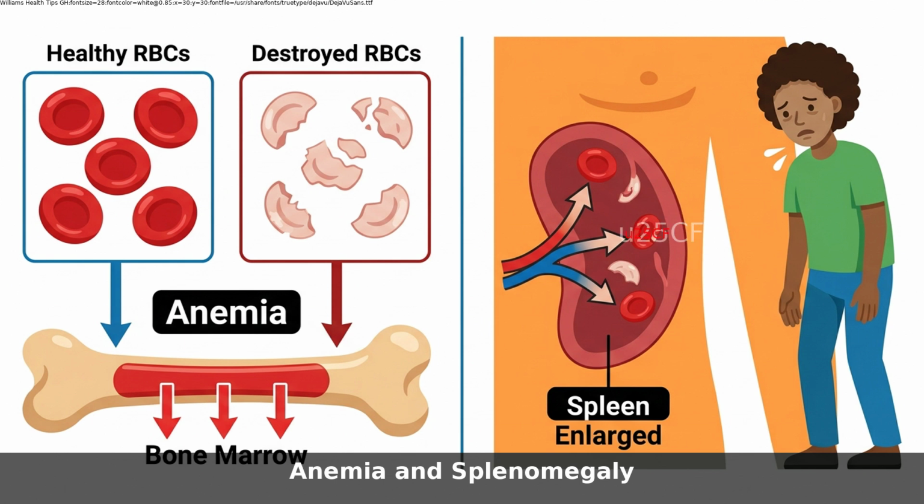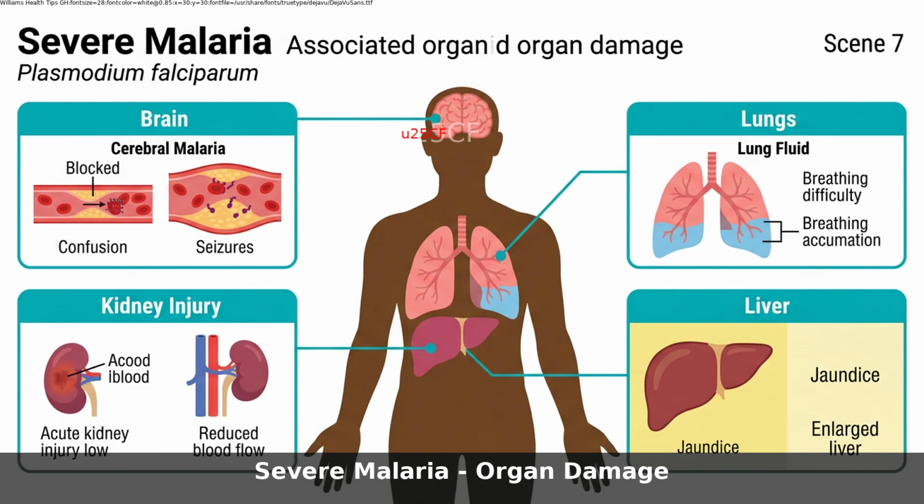In the kidneys, reduced blood flow can result in acute kidney injury. In the lungs, fluid may accumulate, making breathing difficult. In the liver, patients can develop jaundice due to increased destruction of red blood cells and liver dysfunction.